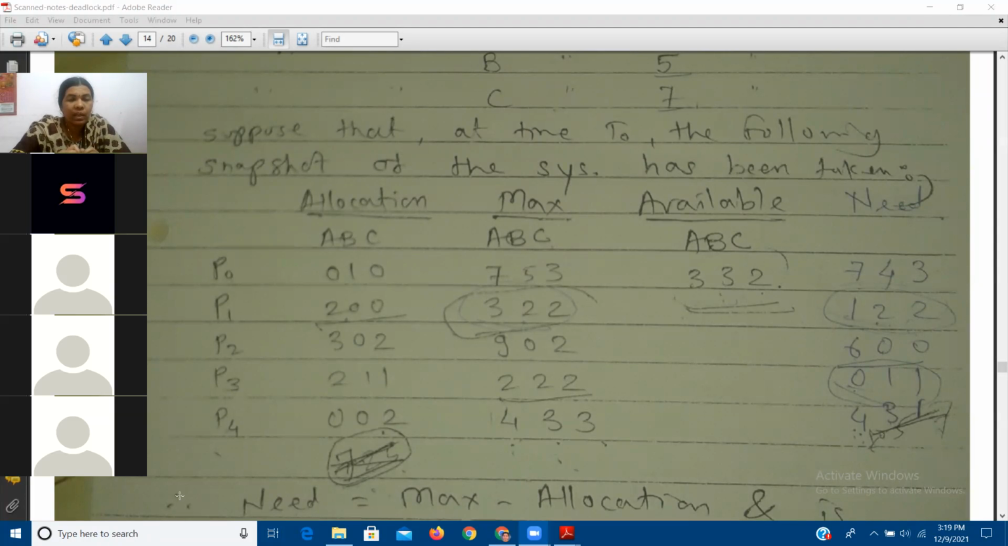So unfortunately, your exam is online, but for an offline exam, this question was asked for 10 marks to calculate one of the safe sequence using safety algorithm, using Banker's algorithm.